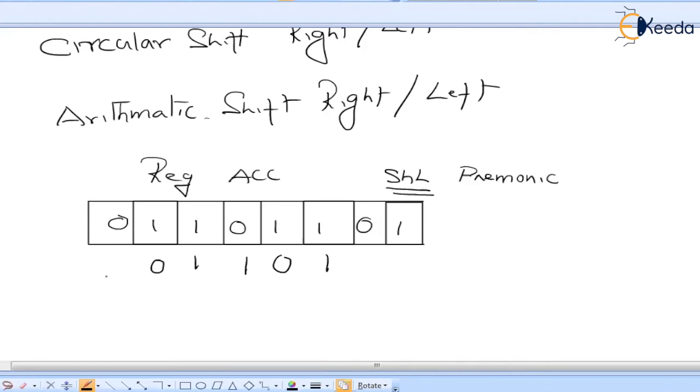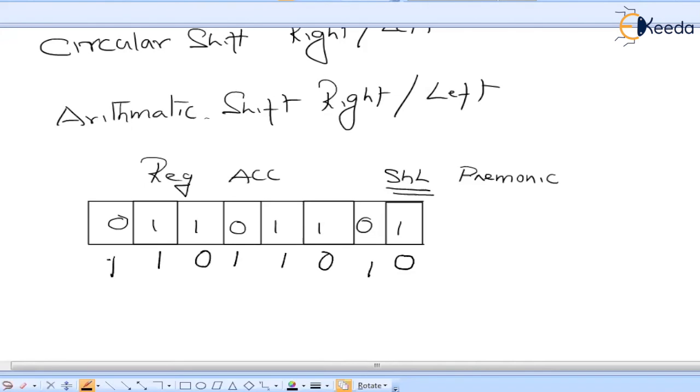Circular shift left. Every bit will move to its left position. This 1 will come here, this 0 will come here, this 1 will come here, 1, 0, 1, 1. This 0 will be rotated back to the least significant bit position. This is what circular shift right and circular shift left are.